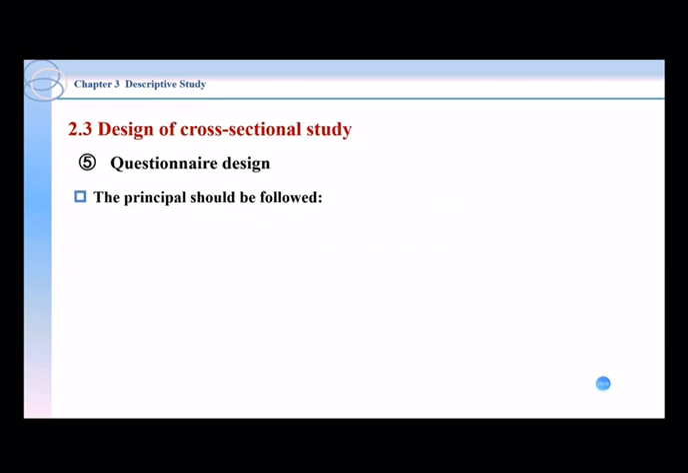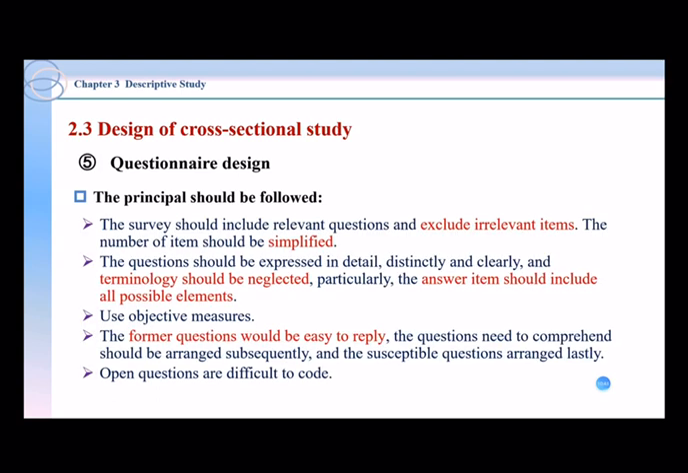Next step is to design a proper questionnaire that we can use in a cross-sectional study in order to collect all the data that we're going to use. So there are some important principles that should be followed. Let's briefly look at these principles.